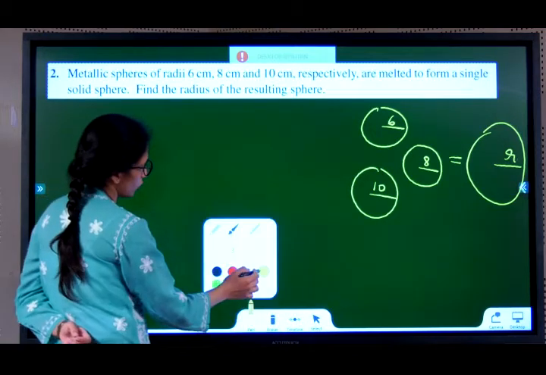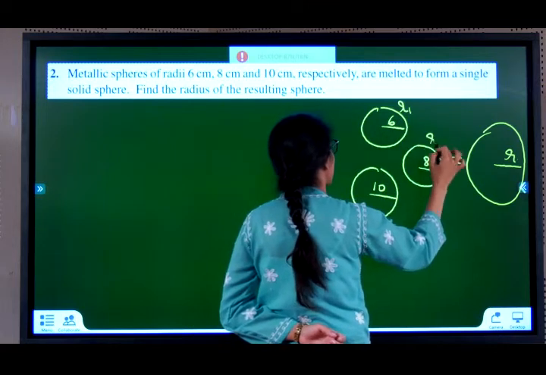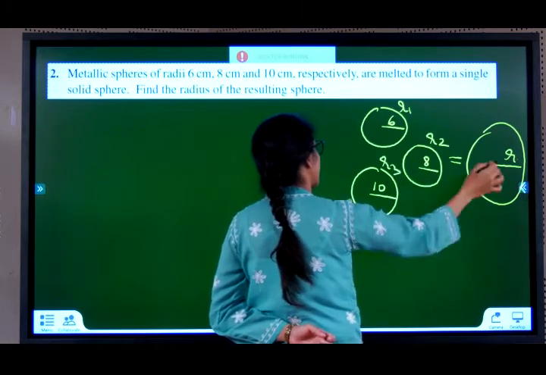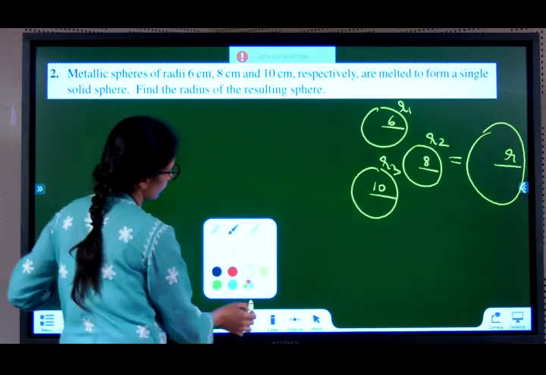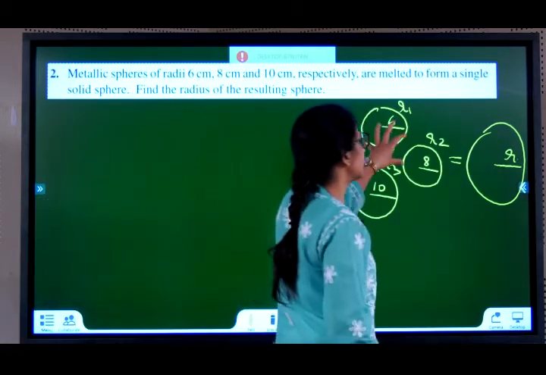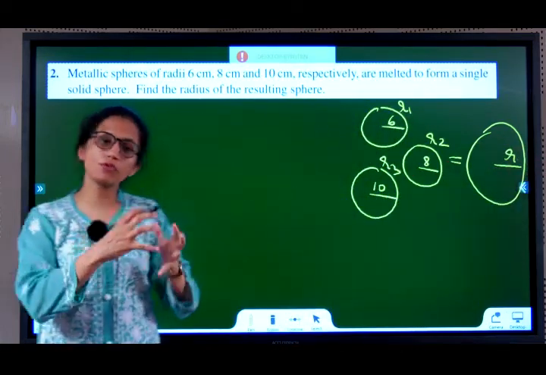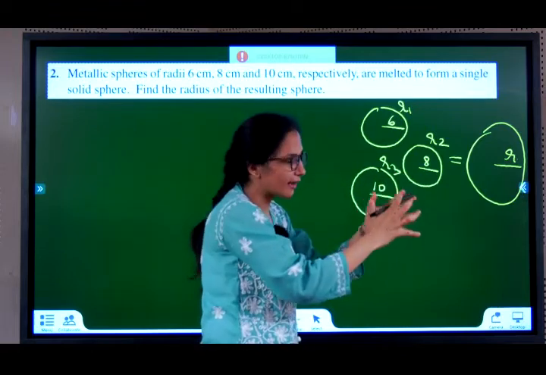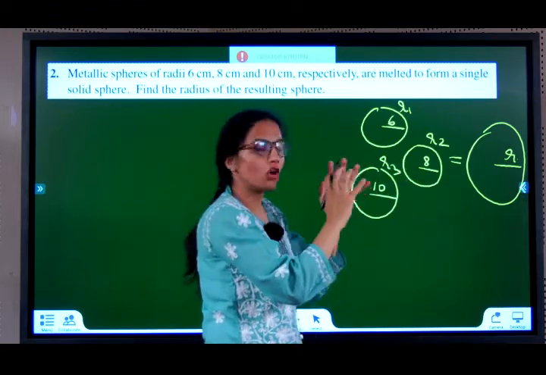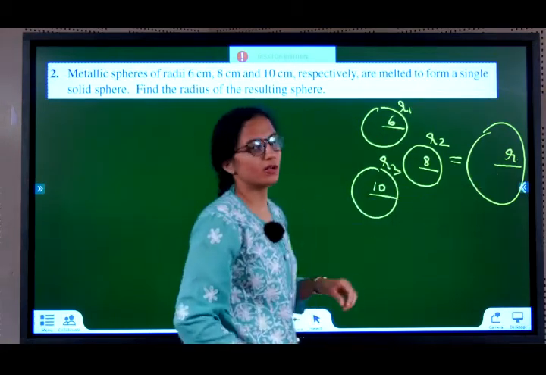Okay. So let's just say this one is R1, R2, R3 and the result is R. So can I say if this is V1, V2, V3, all these three add up to this one's V? Yes, because I'm melting. If I take a little bit of clay from here, clay from here, clay from here and I make a big ball, all the clays add up. So all the three are contributing to this one's volume.